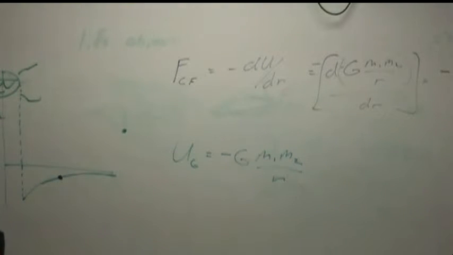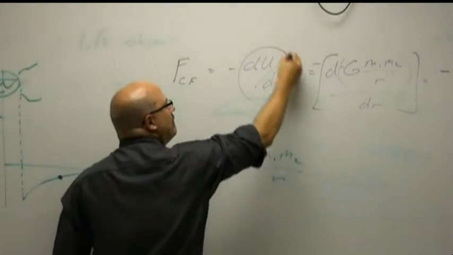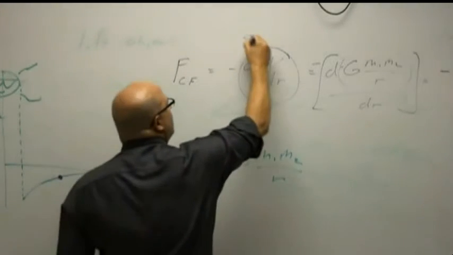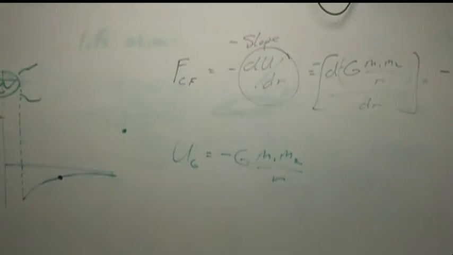Now everyone, let's make it easy. On a graph, what is this? The slope. It's the negative slope.